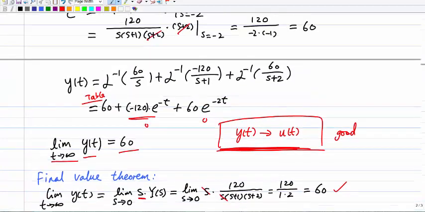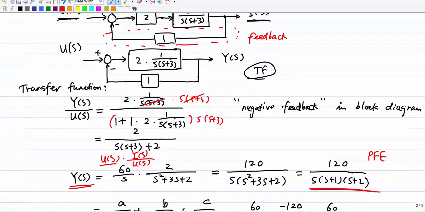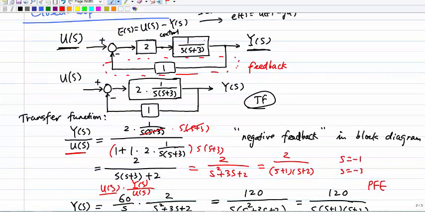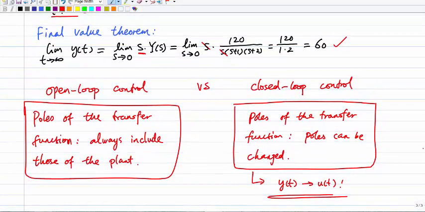If I use the feedback control and look at the transfer function over here, by introducing the feedback, my transfer function is this, right? So this can be written as 2 over s squared plus 3s plus 2, which is 2 over s plus 1 times s plus 2. So the poles become s is minus 1 and s is minus 2, which is completely different from the poles of the original system, where the poles are s is 0 and s is minus 3. They're totally different. So that's the beauty of the closed loop system, because we can reassign the poles of the transfer function.